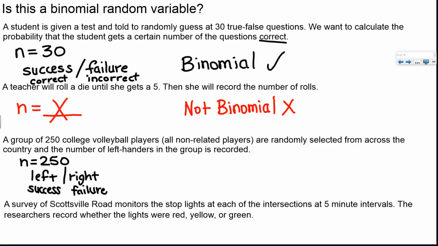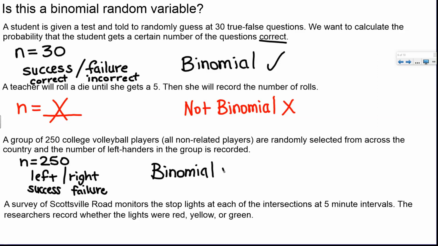And then I put in here that they're non-related players, because if several of those volleyball players were related, we might say it's not independent, because some of them may be more likely to be left-handed if they're twins, or whatever, right? So we're just going to say that they're not related so that we can be independent and all that. So we would say, yes, this one is binomial.